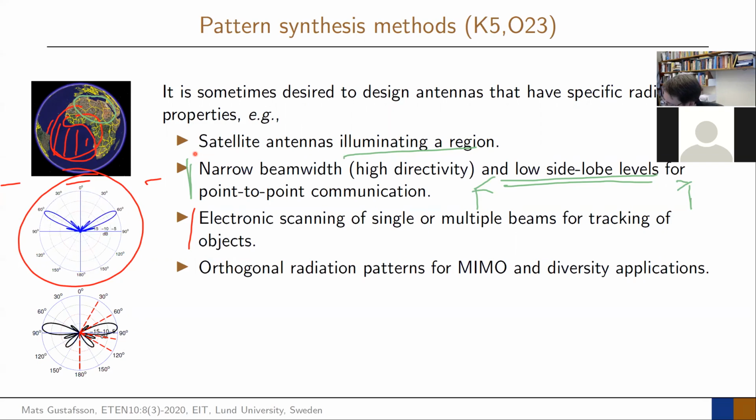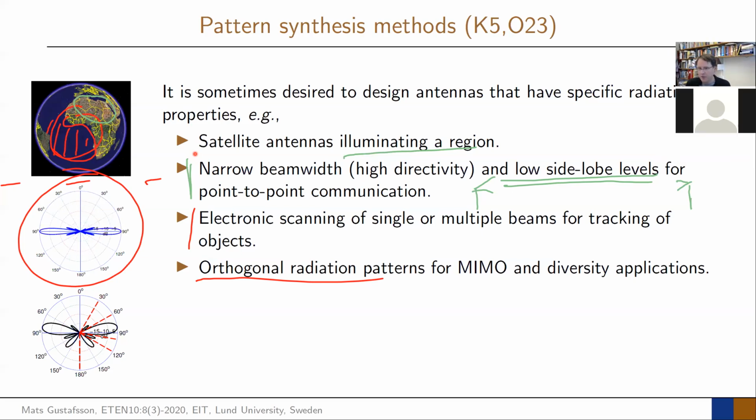If you have a MIMO antenna, you typically would like to have orthogonal radiation patterns, or at least radiation patterns that look different. That means that they can then collect radiation from different directions and get different types of information from it. That we will look at when we come to MIMO at the end of this. So you have diversity there. So there are many cases where we would like to shape patterns for specific applications.